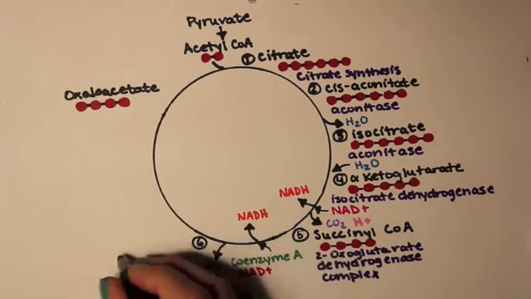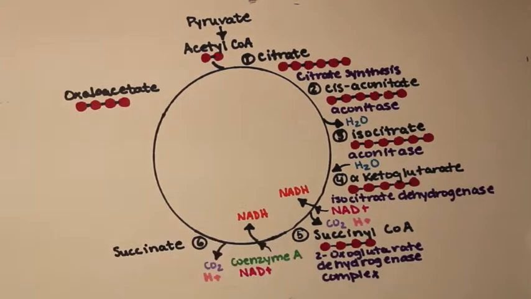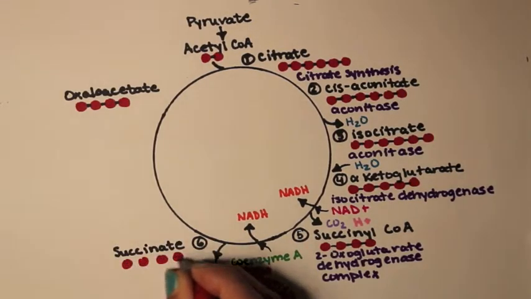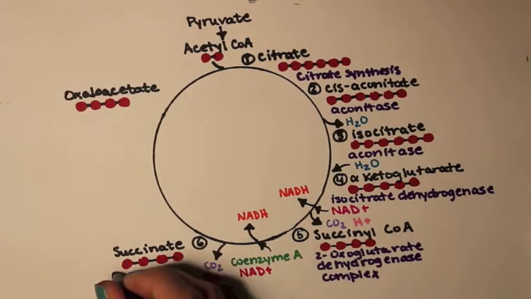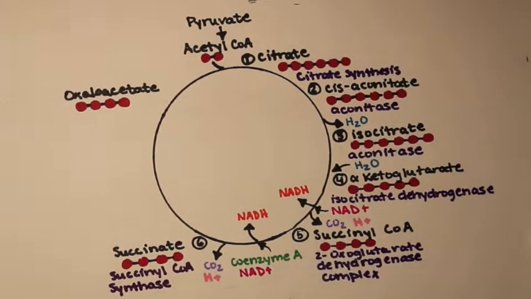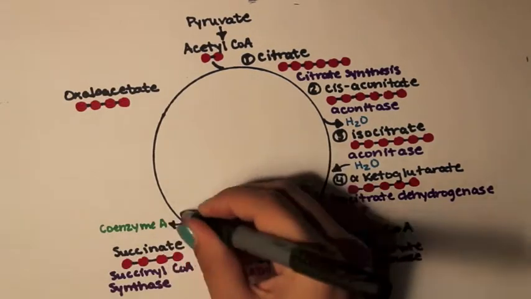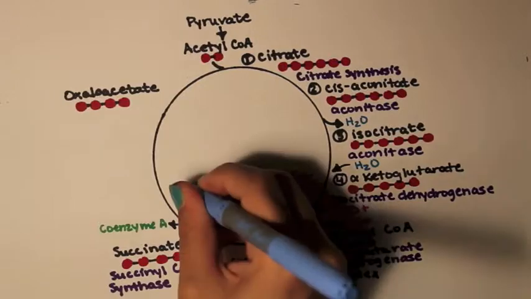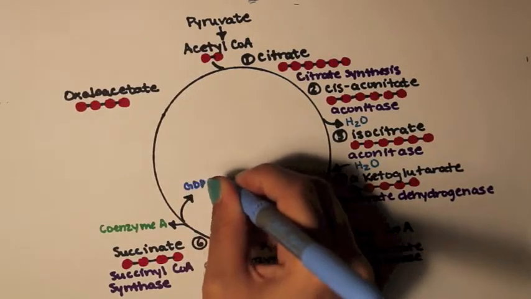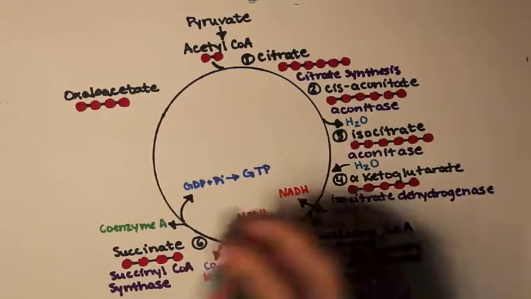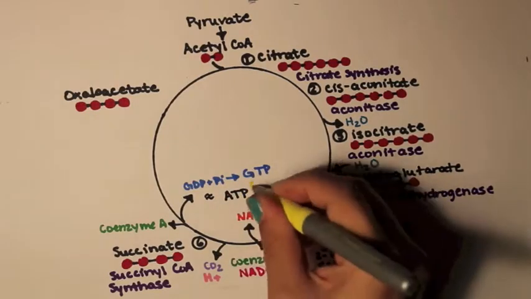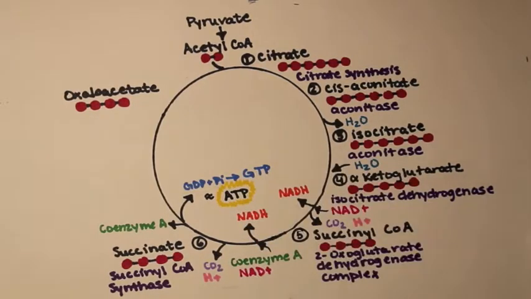In the sixth step, succinate is formed, which is a 4-carbon molecule. The enzyme succinyl-CoA synthetase is used. Coenzyme A is released, and GDP is phosphorylated to form GTP. GTP is equivalent to ATP, which is energy.